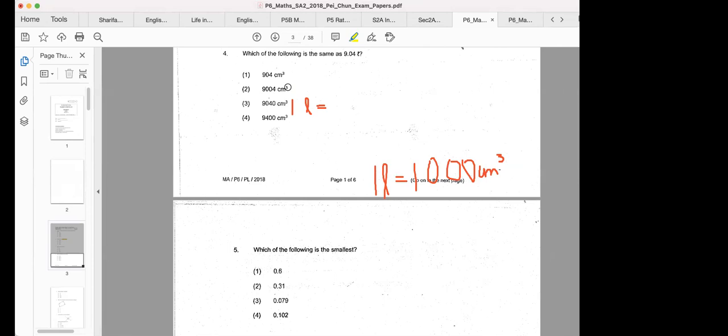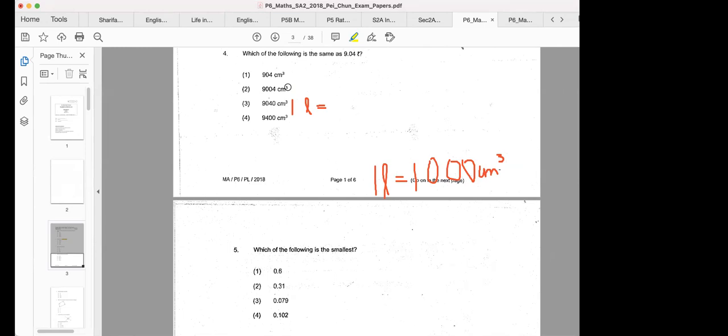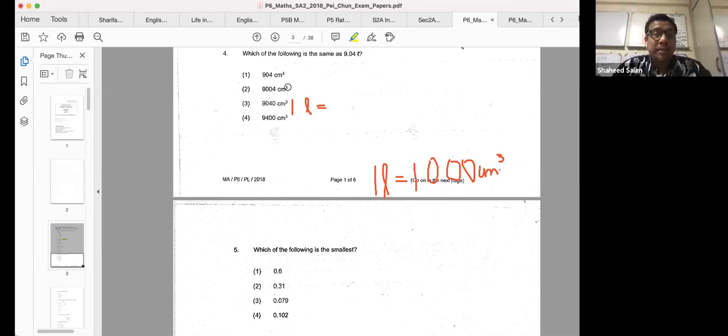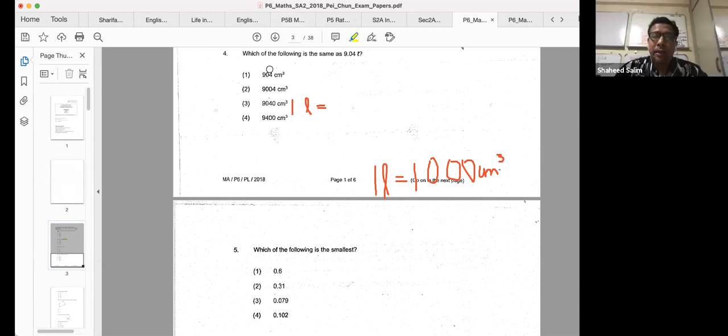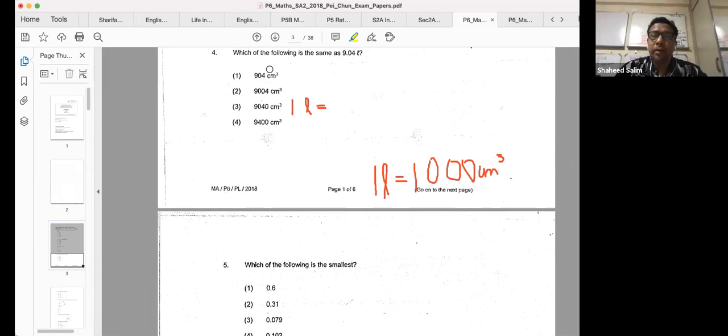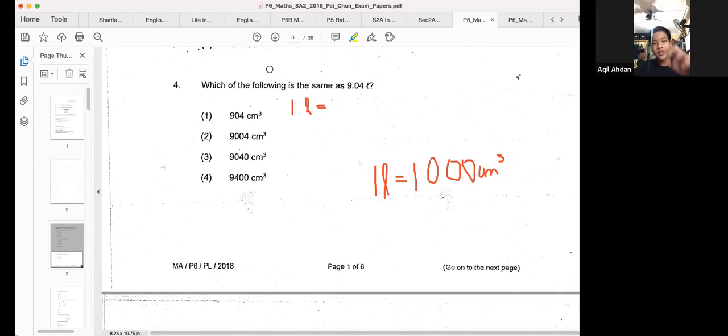Well, 1 liter equals 1,000. Yes, 1 liter equals to 1,000. And then 9.04 liters. You must times by 1,000 because 9 liters is 9,000. Bigger. Okay, the rest just hold on. Look at my screen. I already showing the answer. Okay, thank you very much.